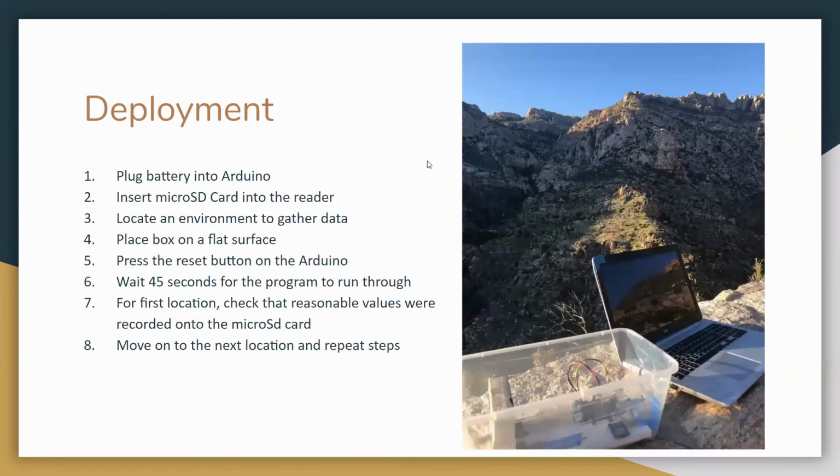For our design process, it was pretty simple. Once we found a nice location, a flat surface, we just pressed the reset button and let the program run through. For our project, we traveled to our local mountains to get a nice range of altitudes, and we traveled to our freezers and ovens to get a nice range of temperatures.